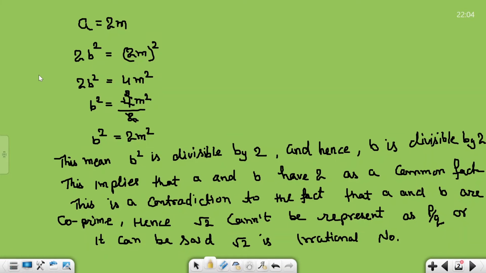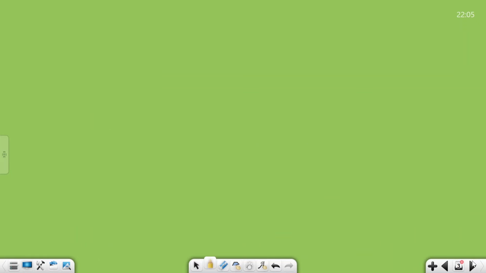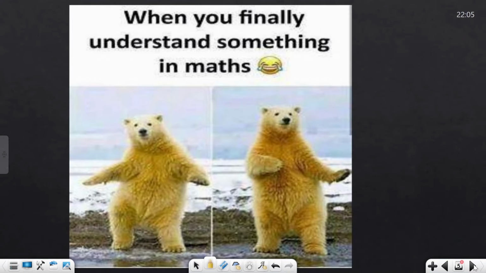In the next step, put the value in the equation. 2b square is equal to a square, whose value is 2m whole square. So we get b square is equal to twice m square. It means b square is divisible by 2, so b is divisible by 2. It means b is also a multiple of 2. Okay, it implies that a and b have the common factor 2, and it contradicts the fact that they are co-prime numbers. Hence root 2 is an irrational number. Okay, I never write it again and again.